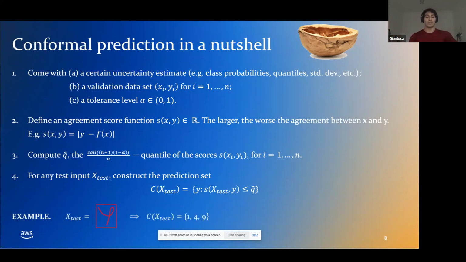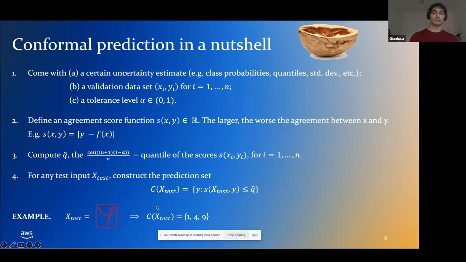Now, again, if you're doing regression, this set could just be basically an interval. If you're doing classification, let me give you an example. I mentioned this before already, but suppose now that this input x test is a digit. I drew it myself. I tried to make it a little difficult so that you don't necessarily know what digit this is. And since you are uncertain about it, you would expect that your prediction set might contain multiple digits, right? So this could be a 1, it could be a 4, a 9, whatever. I completely made up this example, of course, but just to give you an idea, this could be the form of the conformal set for this particular input x test.